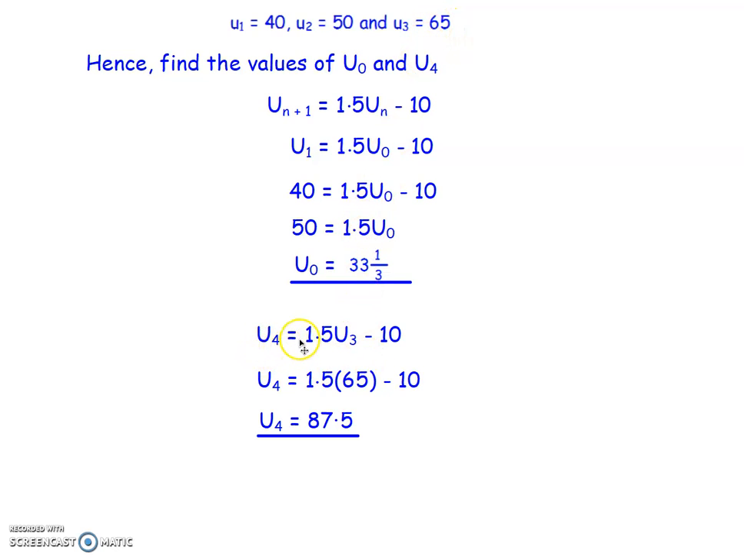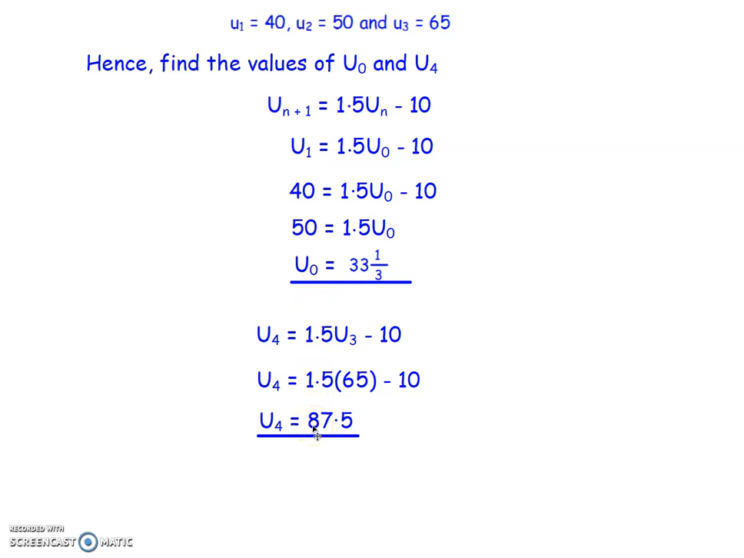So u4 will equal 1.5 u3 subtract 10, because remember, in a recurrence relation it's always the next term is equal to 1.5 times the previous term subtract 10. Because u4 is the next term after u3, that's why we can use u4 and u3. 1.5 times 65 subtract 10. When we do that, it gives me a final answer of u4 equals 87.5. And that is our values for u0 and u4.